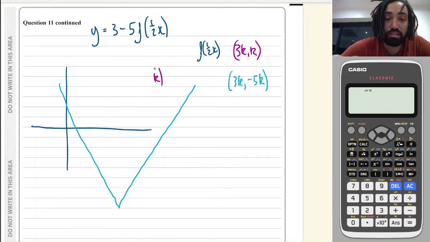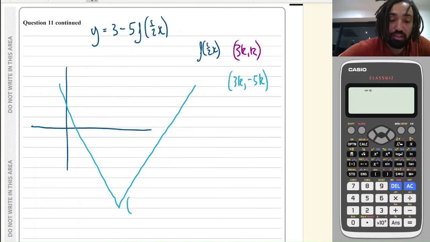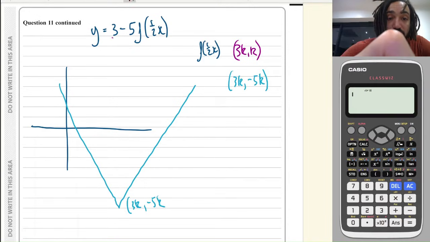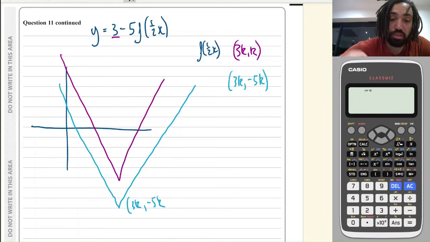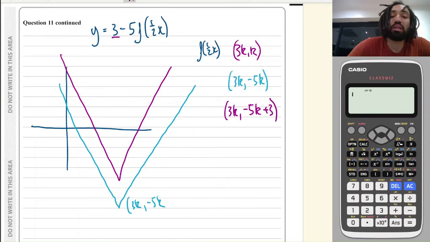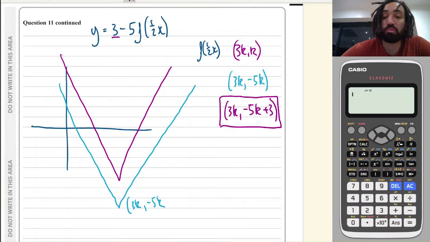And then finally, we're here at 3k, minus 5k. And the last thing is plus 3. So we're plussing 3 to the whole graph, which is going to translate it up by 3. So it's just going to go up like that by 3. So the y will change, it will be increased by 3, so it will be minus 5k plus 3. And that is going to be our final answer. That's what the graph will look like, or the minimum point will look like on the new graph.